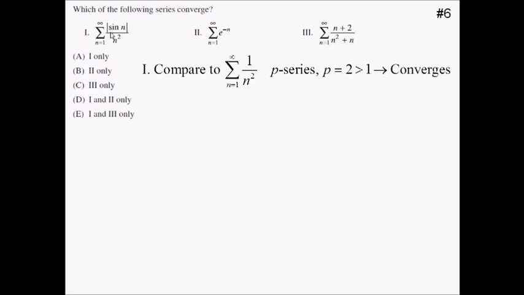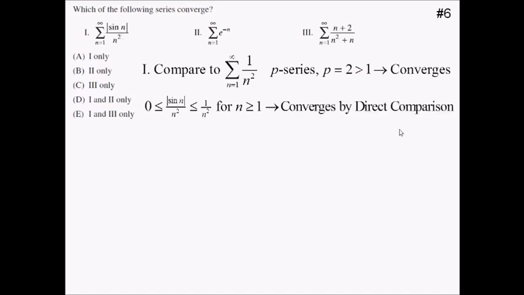Now comparing it back to the original, it's always going to be less than or equal to 1 over n squared, because again, for the absolute value of sine, the biggest that's ever going to get is 1. It's usually going to be less than 1. So I can write 0 less than or equal to the original, less than or equal to 1 over n squared. And that's going to be true at n values of 1 and greater. It's immediately true here. So because I have a series that is smaller than something I just showed converges, that means my original must also converge by direct comparison.